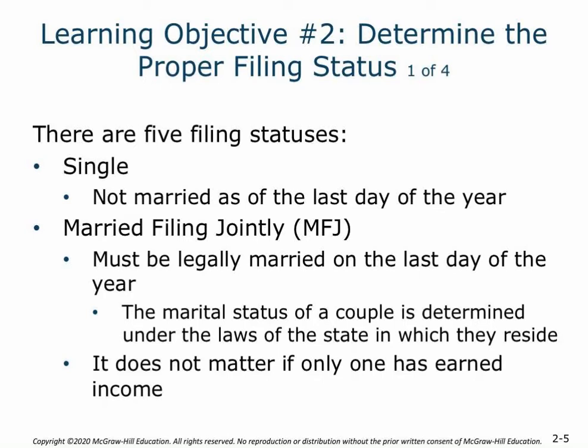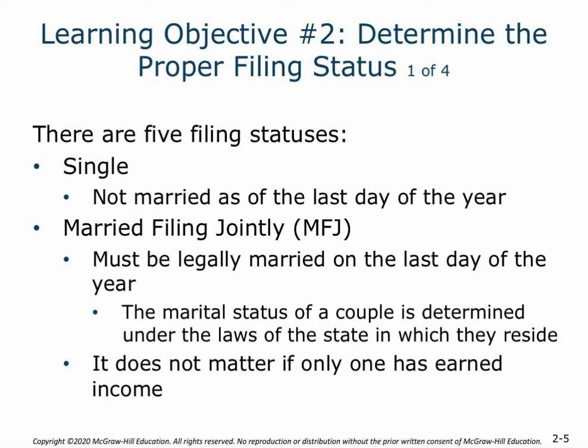The first is single. So if you're not married on the last day of the year, you can file as single for your filing status. If you are married on the last day of the year, you can do what is called filing as married, filing jointly. So you're going to be grouping all of your information together and filing as a common tax filing.